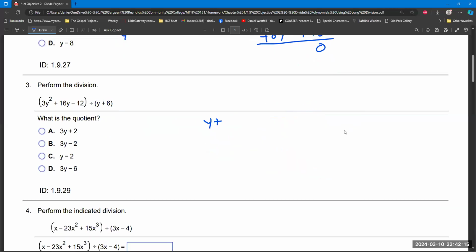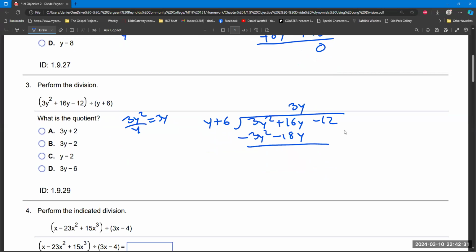y plus 6 into 3y squared plus 16y minus 12. 3y squared over y is 3y. It's an 18y. Change my signs and add. And bring down. Negative 2y over y is a negative 2. Negative 2y minus 12. Change my signs and add. This is 3y minus 2.